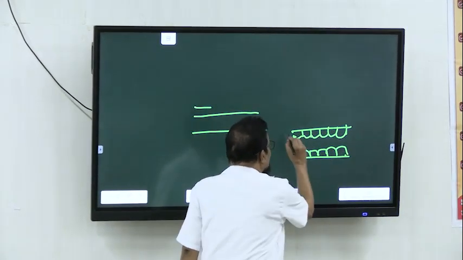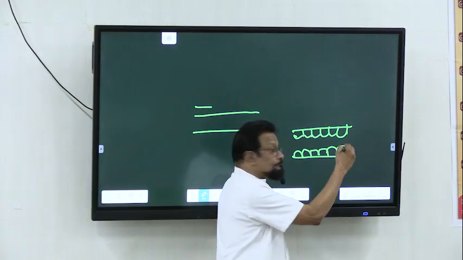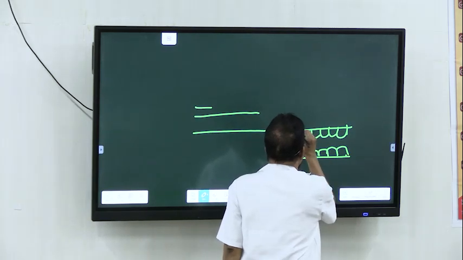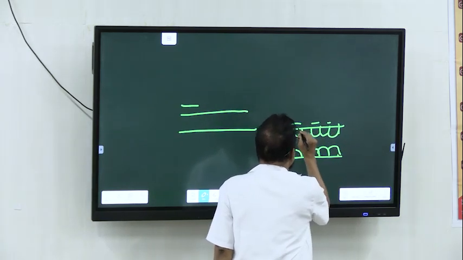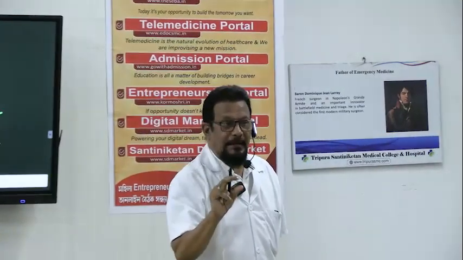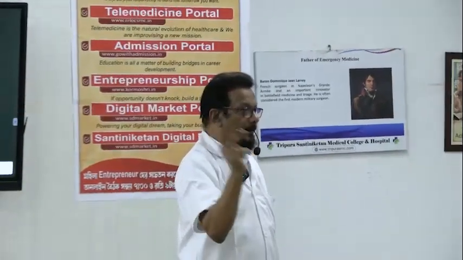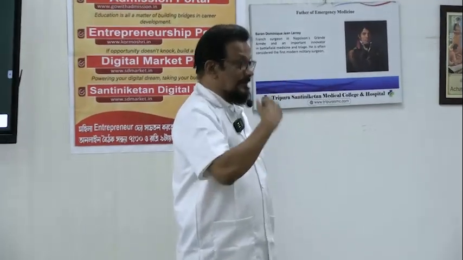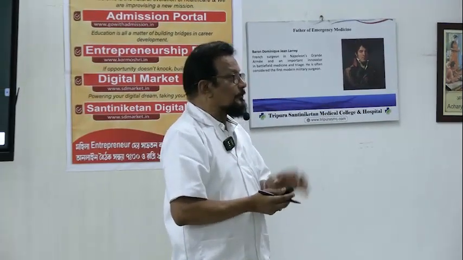Blood vessel, this is the innermost layer, and there is another layer here. There are another 3 layers. Outer layer, tunica adventitia, tunica media. Tunica media is made of muscles, smooth muscles, so they are able to contract.